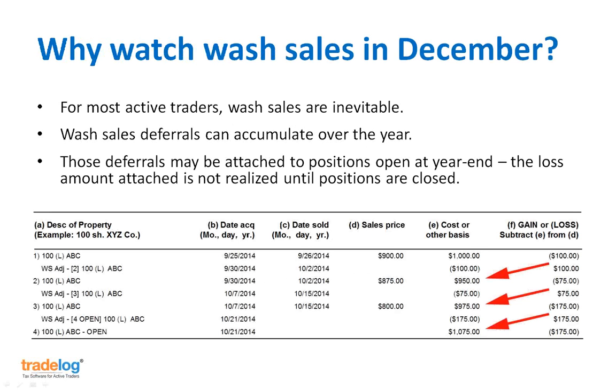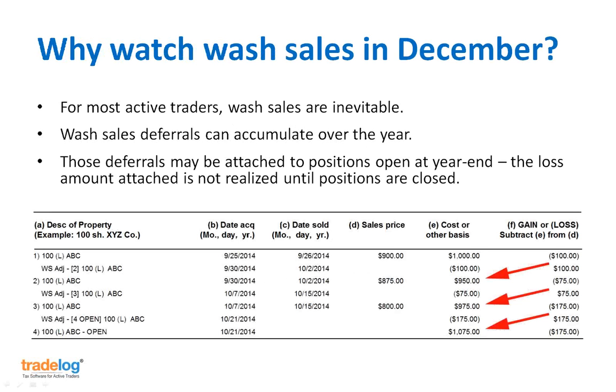One of the things we discussed in our webinar a few weeks ago about wash sale basics is that wash sale deferrals can accumulate over the course of the year. You see the little example that I have on the screen. Back in September, we had 100 shares sold at a loss of $100. We purchased another 100 shares within the 30-day wash sale window. That triggers a wash sale. We sold those. We actually had a little bit of a profit, but because of the wash sale that was attached, we had a loss of $75. Then we have another wash sale because within 30 days we buy more shares.